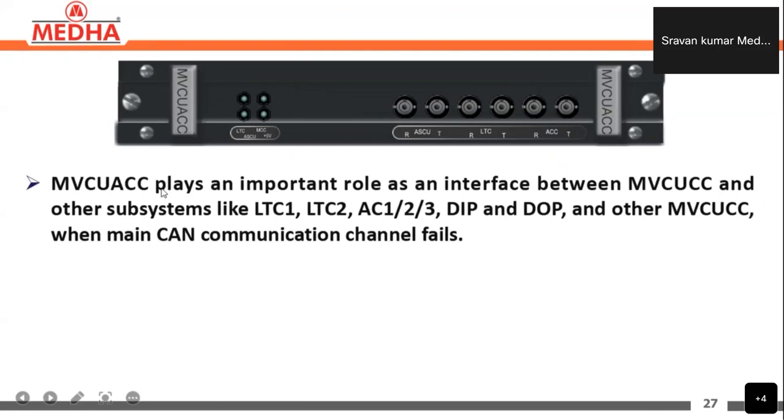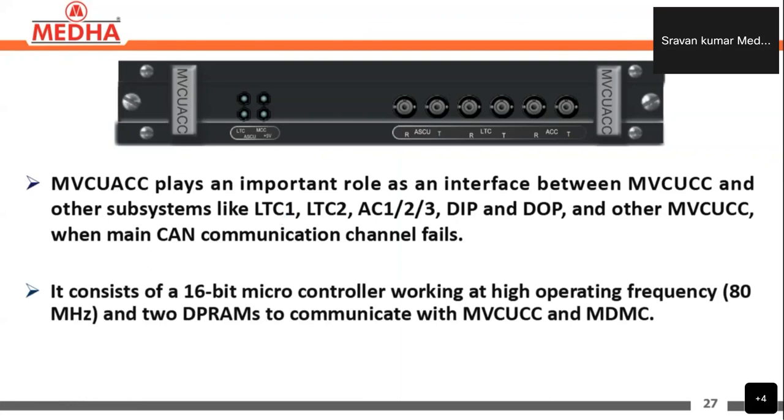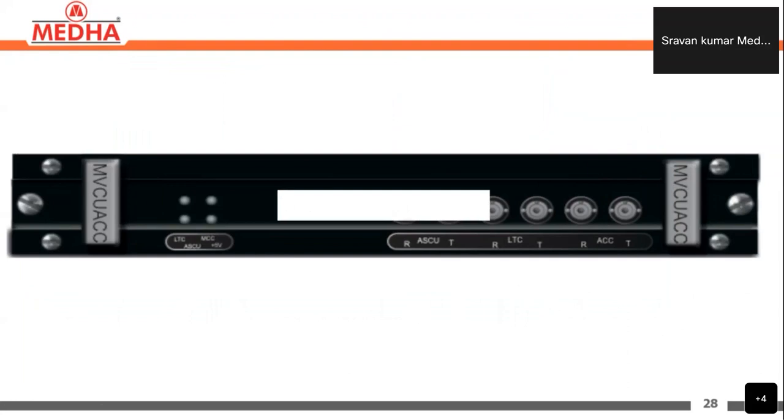So MVCU ACC plays an important role. It acts as an interface between the CC card and the other subsystems like line and traction converter 1, line and traction converter 2, auxiliary converters, digital input card, digital output card, and the other MVCUCC, in case the twin main CAN communication has failed. It consists of a 16-bit microcontroller working at a high operating frequency of 80 MHz, and 2 DPRAM to communicate with the MVCUCC, the main control card, and the DMC data management computer. Here we can see the physical appearance of the ACC card.